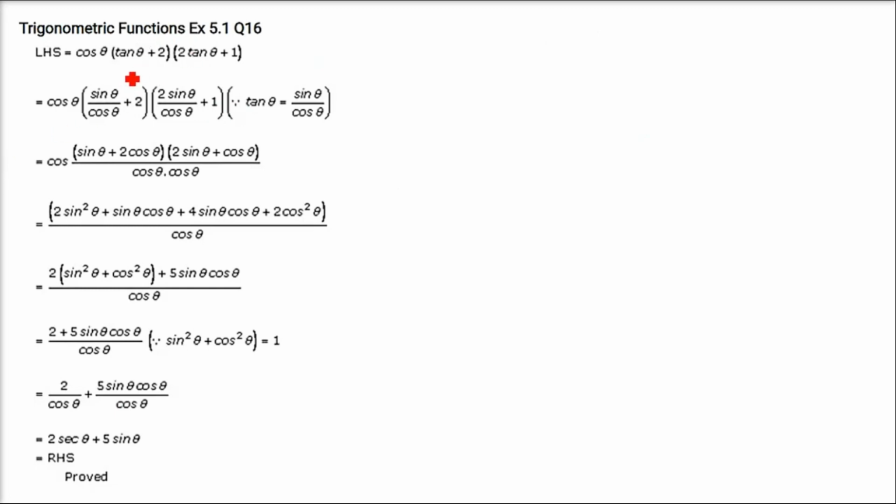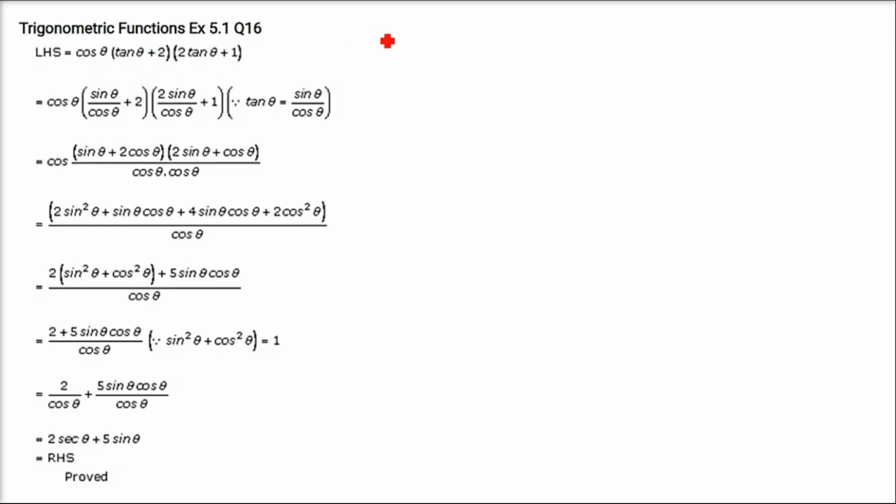Next one is (cos theta tan theta plus 2)(2 tan theta plus 1), and we have to prove that it is equal to 2 sec theta plus 5 sin theta. So how to do this? As I said, whenever you are not aware what to do, just convert tan into sin by cos, cot into cos by sin, sec into 1 by cos and cosec into 1 by sin. This is how it is done.